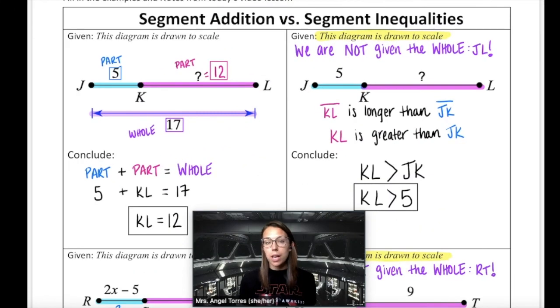So just to quickly recap this video, if we're given both parts and the whole, we can use segment addition to make conclusions about the diagram. But if we're not given the whole thing, we can use something called segment inequalities, and at least we can make some type of conclusion about our missing measure.